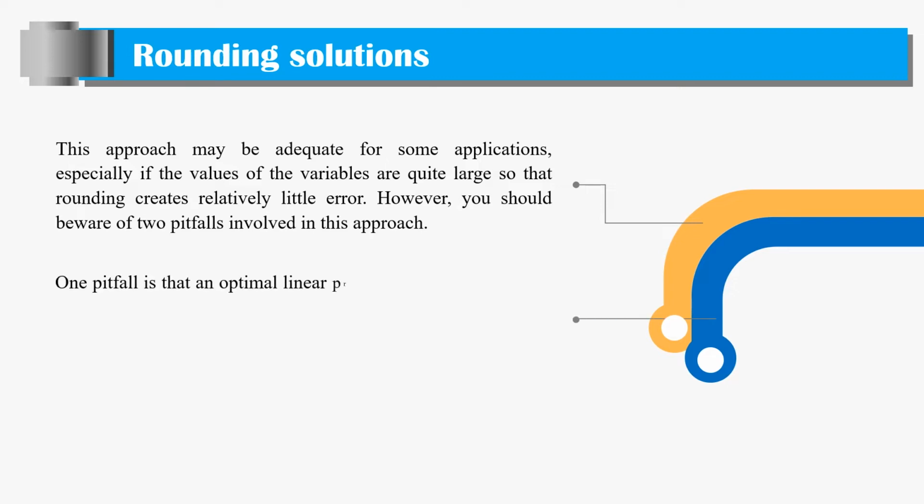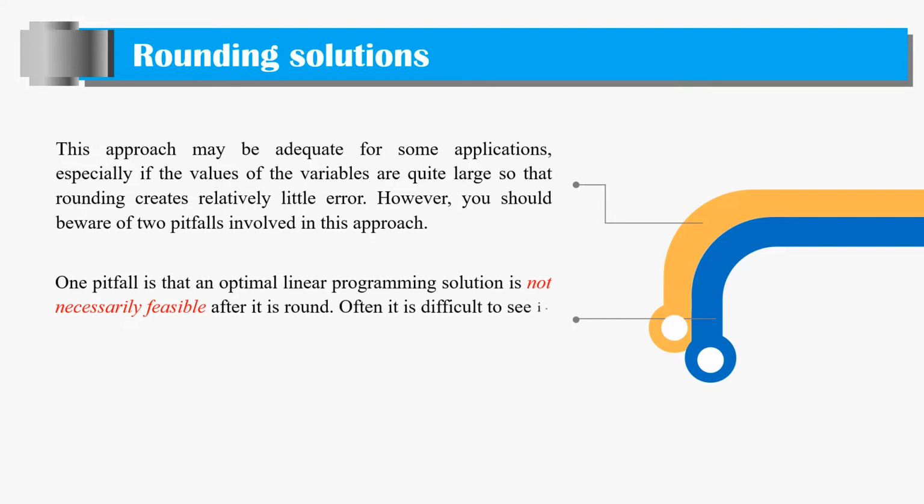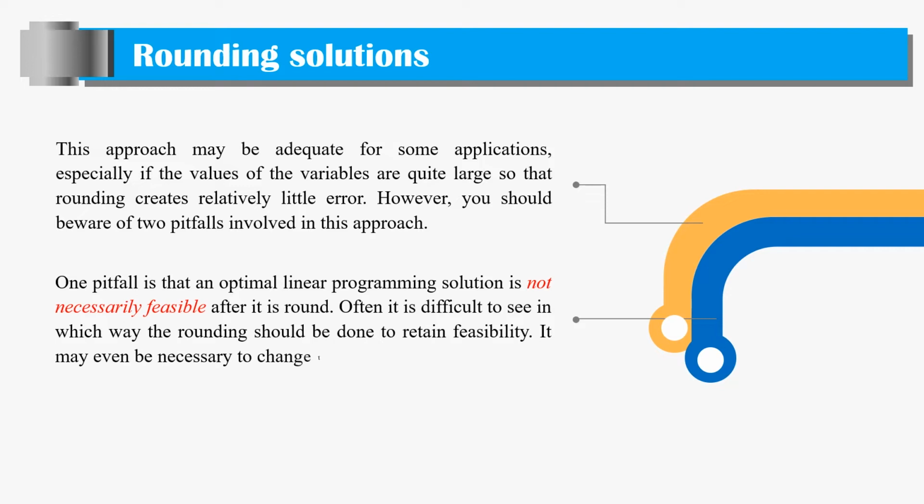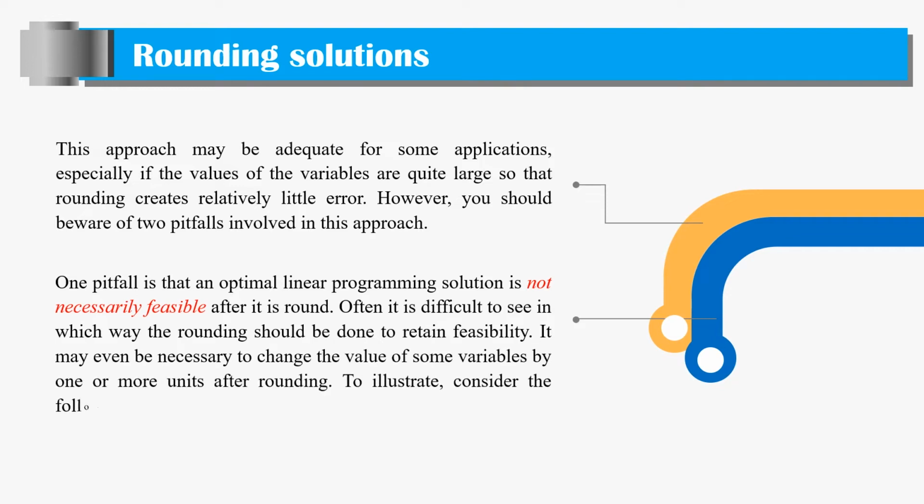One pitfall is that the optimal linear program solution is not necessarily feasible after it is rounded. Often it is difficult to see in which way the rounding should be done to regain feasibility. It may even be necessary to change the value of some variables by one or more units after rounding. To illustrate, consider the following example.